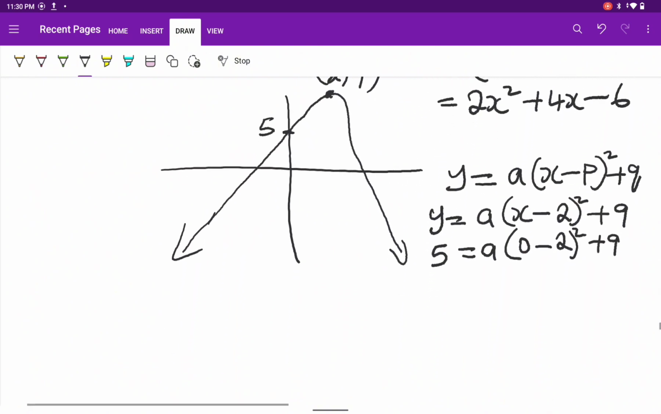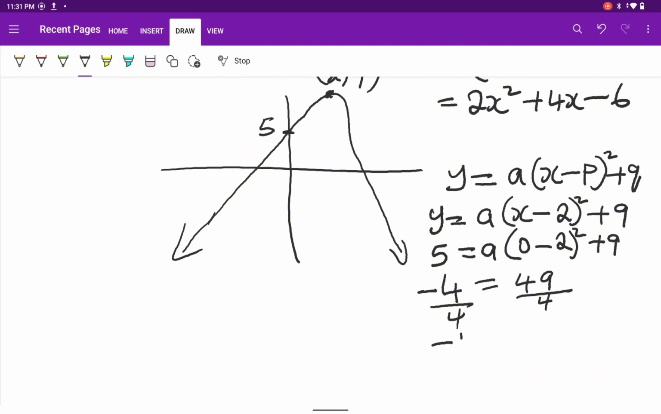Now we can solve for A. We can start with the bracket. 0 minus 2 is minus 2, squared is 4. 4 times A gives us 4A. The 9 comes to this side, so it's 5 minus 9, which is negative 4. Dividing by 4 on both sides, we get negative 1. So it means A is negative 1.